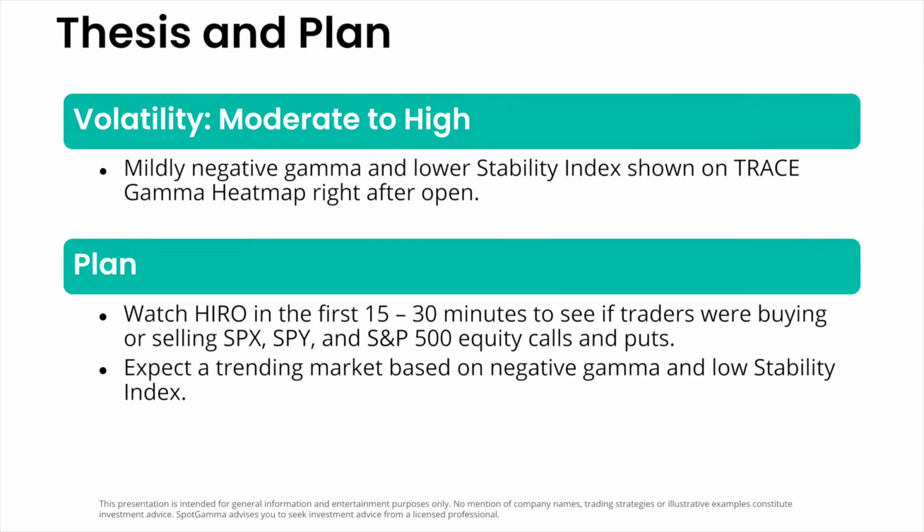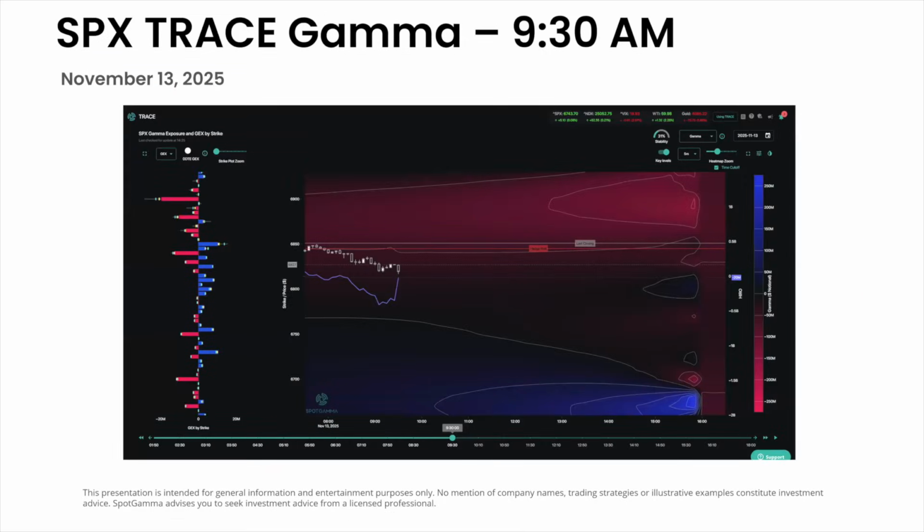I planned to watch HIRO in the first 15 to 30 minutes to see if traders were buying or selling SPX, SPY, and S&P 500 equity calls and puts. I expected a trending market based on negative gamma and the lower stability index. Let's look at the basis for this thesis.